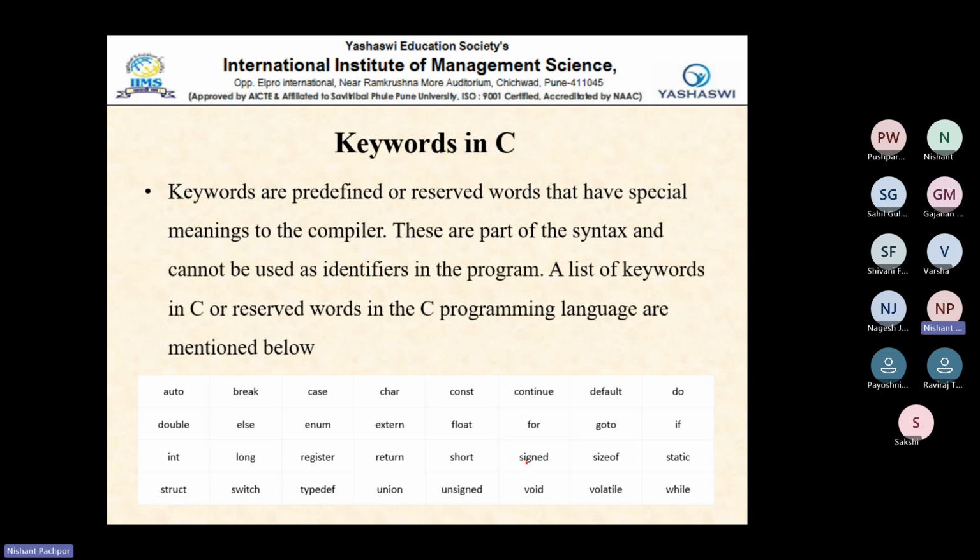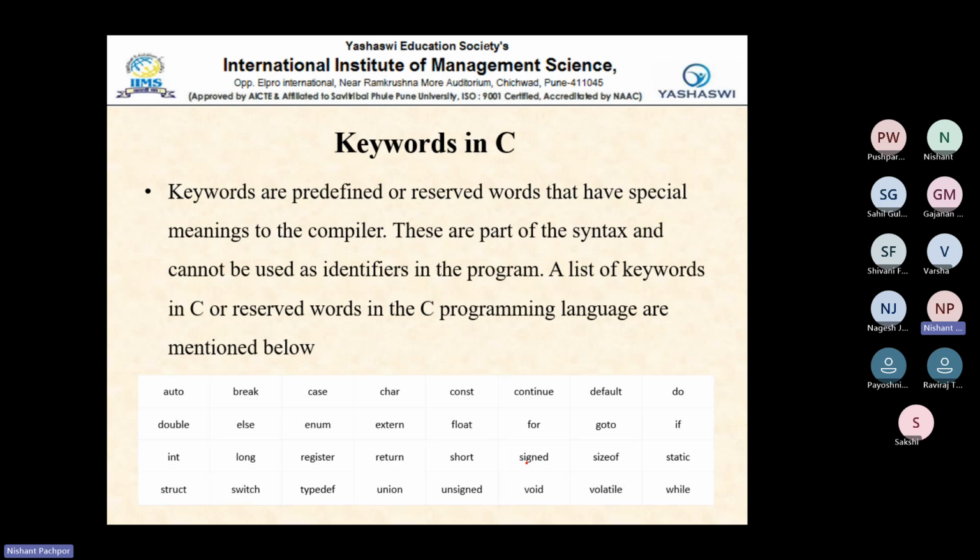C keywords are most important. In total there are 32 keywords in C programming. Recently some more advanced keywords have been added. Keywords are predefined reserved words used only for programming purposes, not as syntax. You cannot use them as a variable name. So the 32 keywords are completely reserved.